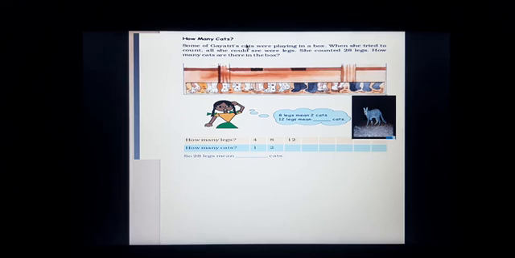How many cats? Some of Gayatri's cats were playing in a box. When she tried to count, all she could see were legs. She counted 28 legs. How many cats are there in a box?